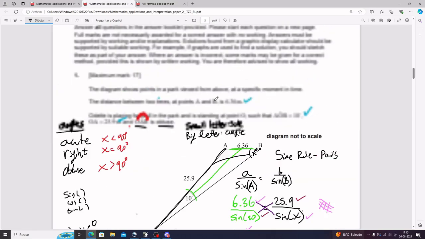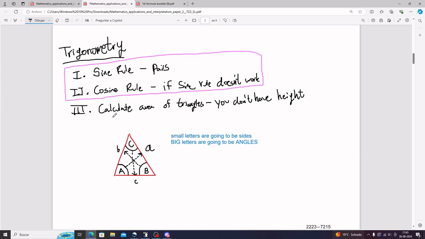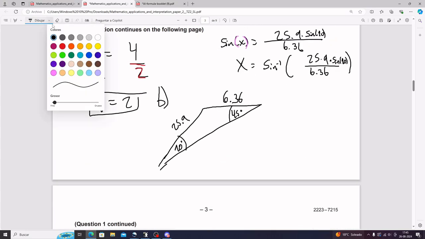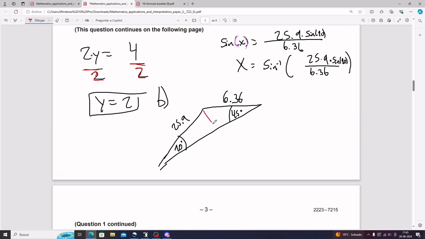Now, for area of a triangle. For area of a triangle, I mentioned way earlier that you will use the formula for calculating the area of a triangle if you don't have the height. And in this context, the height of this triangle is actually pretty hard to come across. See, you would have to do even more trigonometry to try to find the height of this triangle. See, so that's a little bit harder.